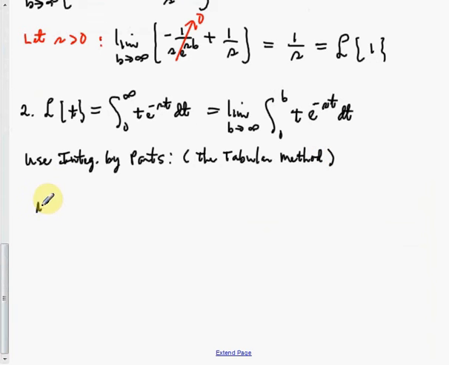So we take the t, the first term, we differentiate that, we get 1. Differentiate the 1, we get 0. Alternate the signs, plus, negative, plus. We take the other term in the integrand, e to the negative st. We write the first term, we just write the term, e to the negative st. And then we integrate on that side, right? So what's the integral of e to the negative st?